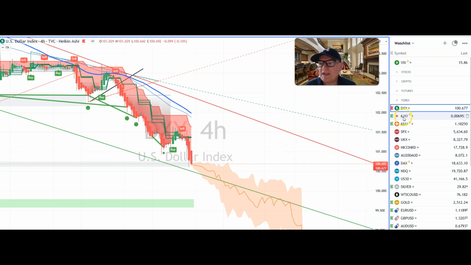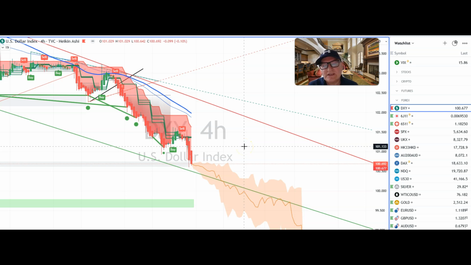So let's start off with the DXY. We'll look at the futures contracts to see where the yen is going next. We'll look at the futures contracts to see where the Swiss franc is going, and it's all looking fantastic for next week. So get ready. You're going to make a lot of money this week.